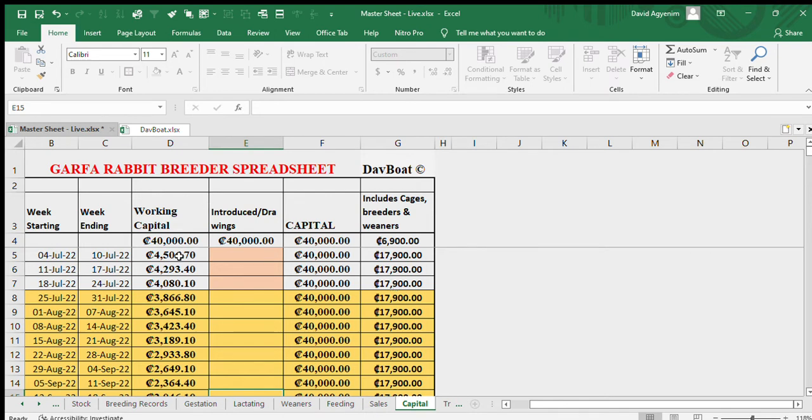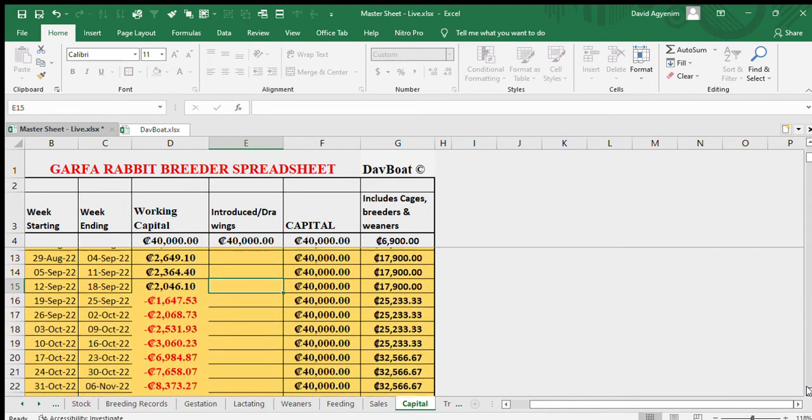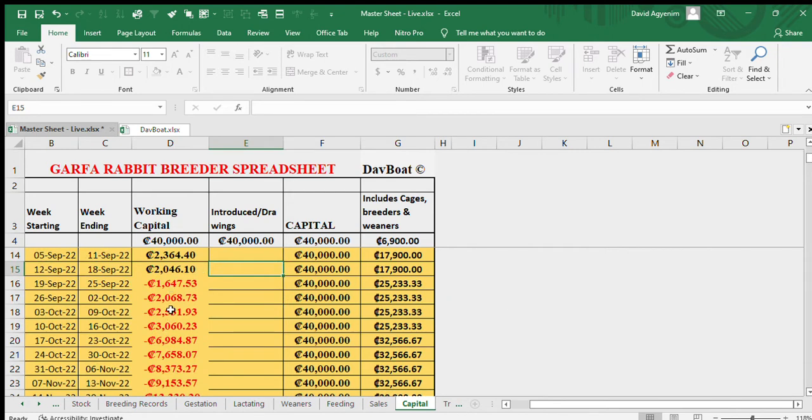Okay, and this is the working capital. Now this figure here should never be negative. It can't be negative, because when it gets to negative, it means you are owing someone. When it gets to this stage, it means you either need to borrow to run your business, or you need to add more funds from your pocket to run the business. So this is where you can add funds.